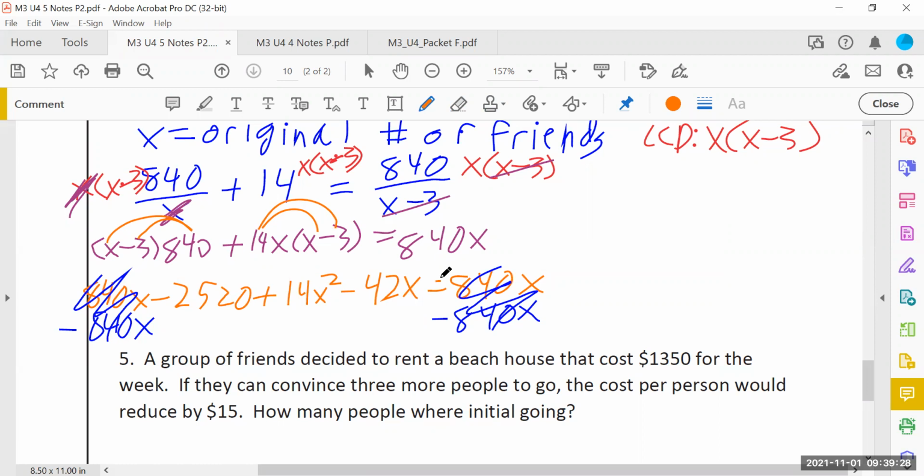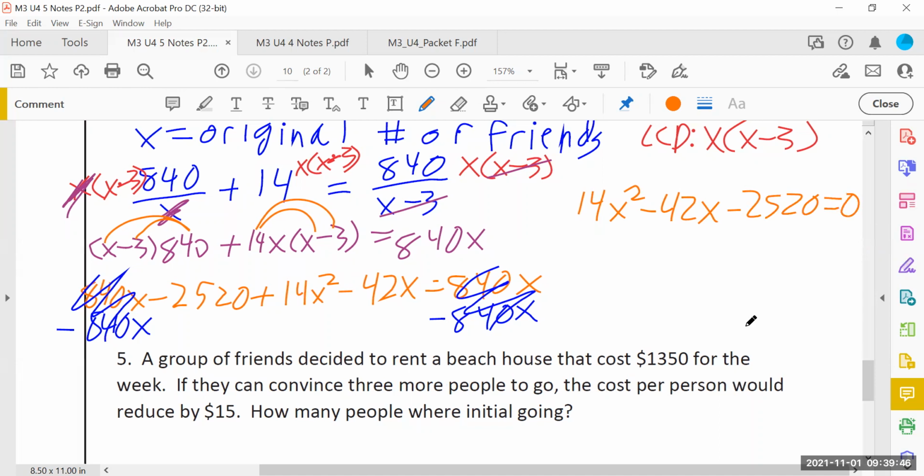Now we subtracted that 840x. We're left with, let's rearrange it a little bit, 14x squared minus 42x minus 2520 equals 0. Now that looks really rough, but every time with these problems, if this is going to work out well, I'm going to be able to divide everything by 14. Let's factor that 14 out. I'm left with x squared minus 3x, and then that 2520 divided by 14 is 180.